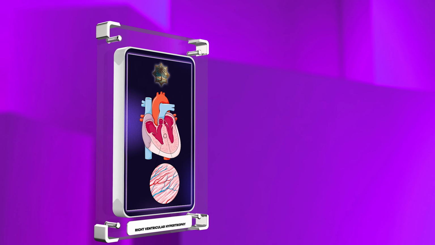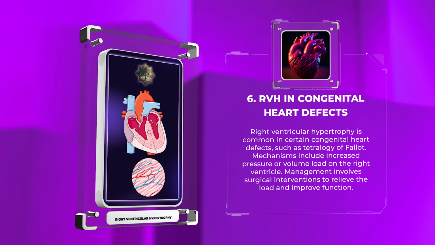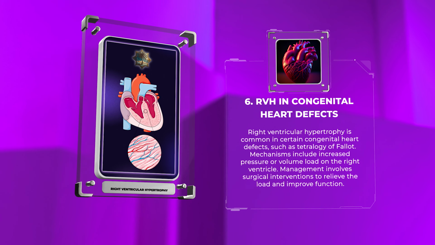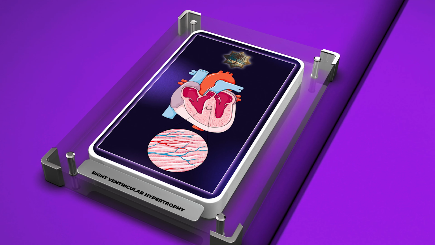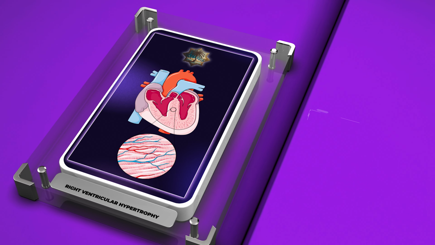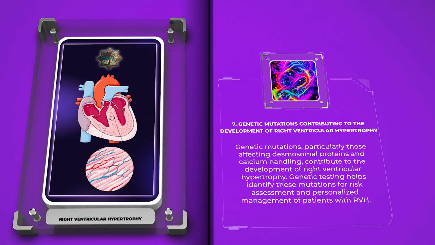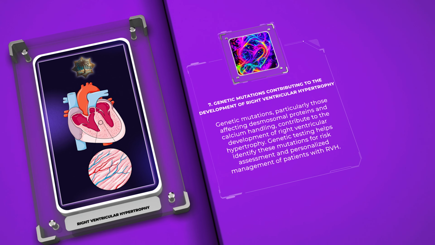Right ventricular hypertrophy is common in certain congenital heart defects, such as tetralogy of Fallot. Mechanisms include increased pressure or volume load on the right ventricle. Management involves surgical interventions to relieve the load and improve function. Genetic mutations, particularly those affecting desmosomal proteins and calcium handling, contribute to the development of right ventricular hypertrophy. Genetic testing helps identify these mutations for risk assessment and personalized management of patients with RVH.